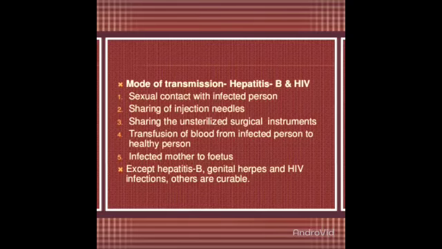Next, we are moving to the modes of transmission. How do hepatitis B and HIV diseases occur? What are the transmission modes? First, sexual contact with an infected person. Second, sharing of injection needles. Third, sharing unsterilized surgical instruments. Fourth, transfusion of blood from an infected person to a healthy person. Fifth, from an infected mother to the fetus.